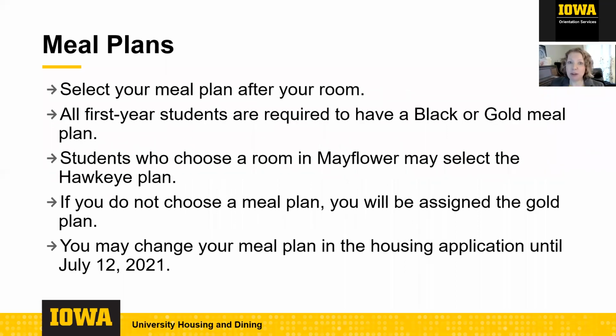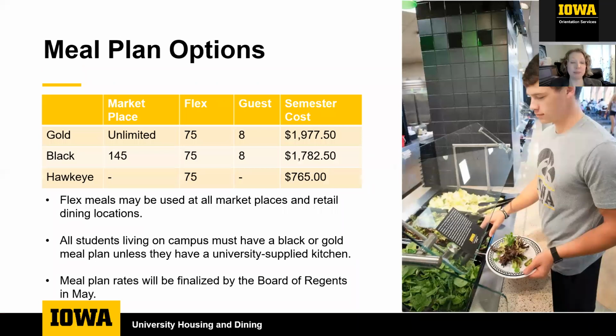After you've learned about renter's insurance, then we will have the opportunity for you to select your meal plan. All first-year students are required to have either a black or a gold meal plan. If you choose a room in Mayflower, you'll have the third option of a Hawkeye plan. And I've got a quick slide of those three options later. If you do not select a meal plan, then you'll be assigned the gold plan.